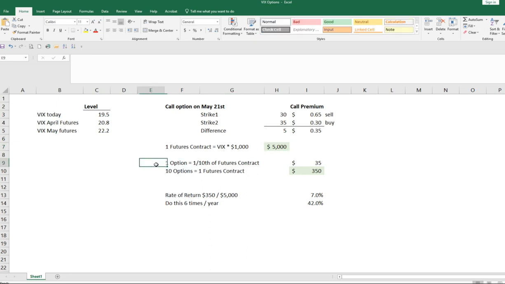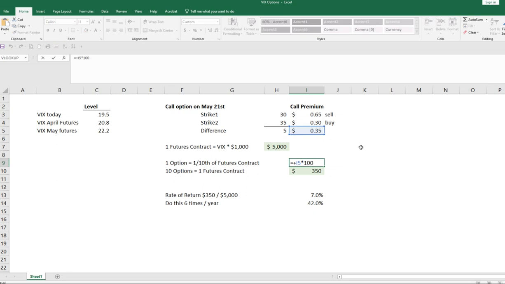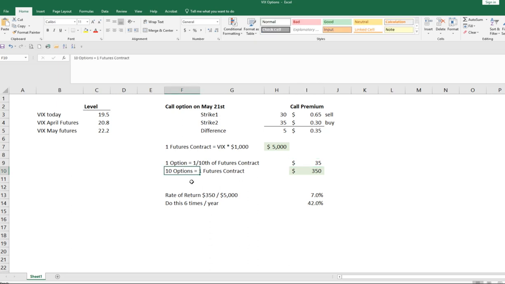One option, oddly enough, is not equal to one futures contract. One option is 1/10 of a futures contract. So if I sell one futures option, it's 100 shares technically. It's a times 100. So you could get this formula, and that makes you just a pitiful 35 bucks. If you're willing to go to 10 options, that's the full one futures contract, and that gives you 350 bucks. So with the exposure of $5,000, I'm going to make 350 bucks.